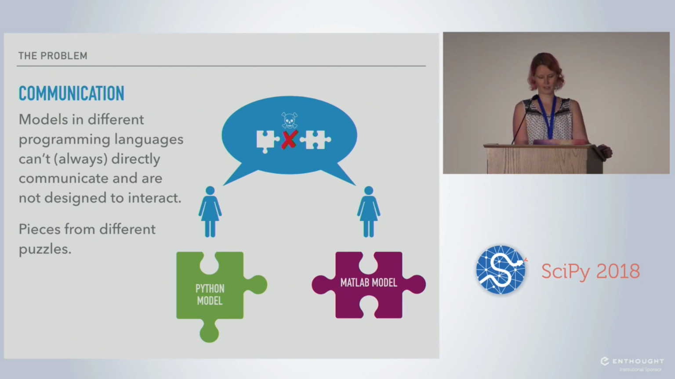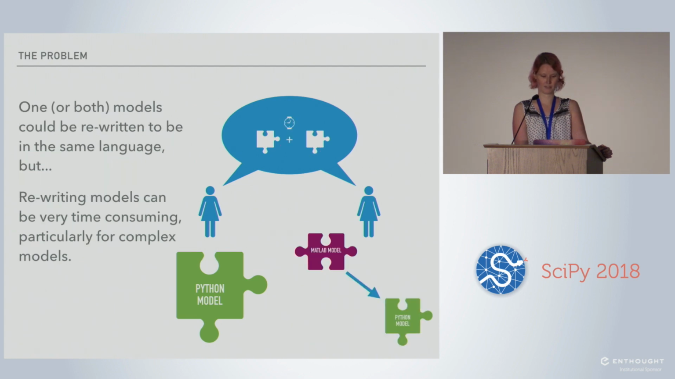And so without the package I'm going to talk about today, there's really only two options. You could rewrite one or both models to be in the same language so that they can actually directly interact. But this can be really time-consuming, especially if the model is really complex. And also, this is on the domain scientist, which a large majority of biologists might not have formal programming training. So this is a really large task to put on them.